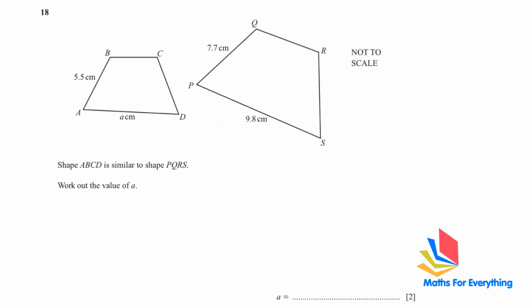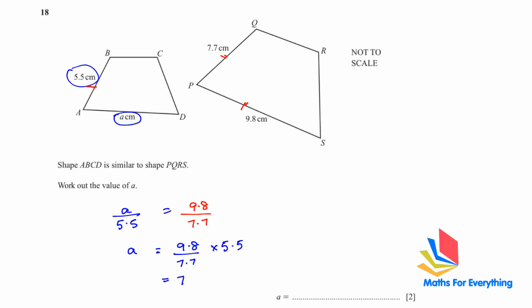If you are finding the length, then the easy way to do it is write A over 5.5. So A centimeter over 5.5, and what is corresponding to A? 9.8. So write 9.8, and what is corresponding to 5.5? 7.7. Now we cross multiply to make A the subject, and we will get the answer 7. So A is 7 centimeter.